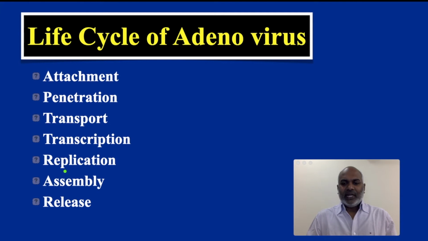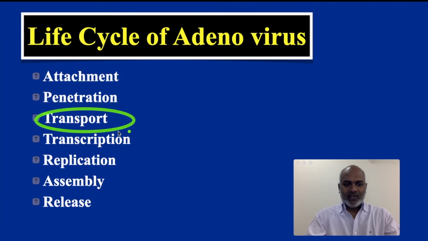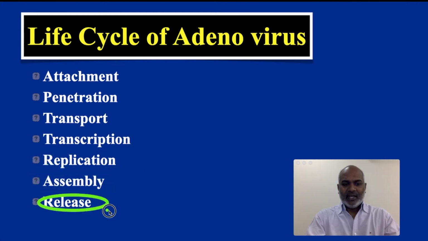Life cycle. In order to understand the viral infection of this adenovirus, we have different steps in the life cycle. The first one we used to call as attachment, penetration, transport, transcription, then followed by replication, then followed by the assembly and release.